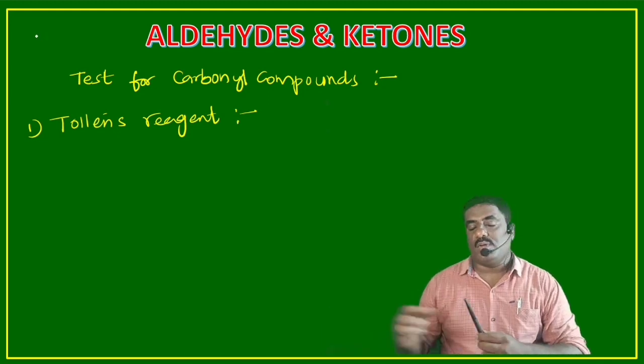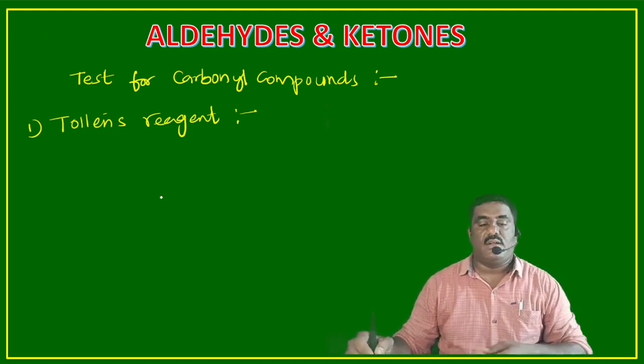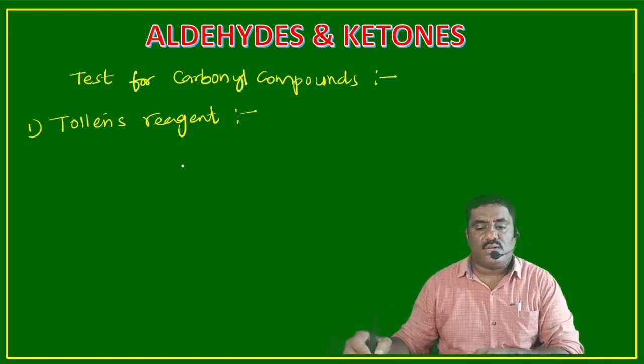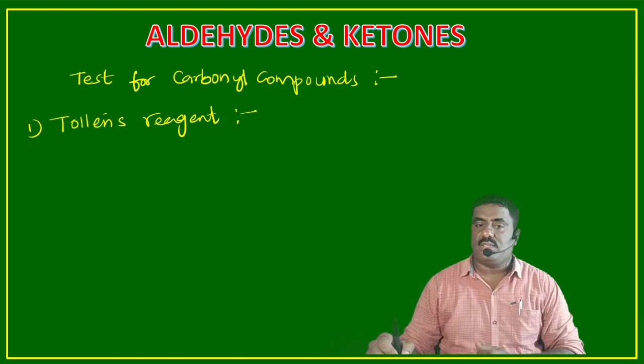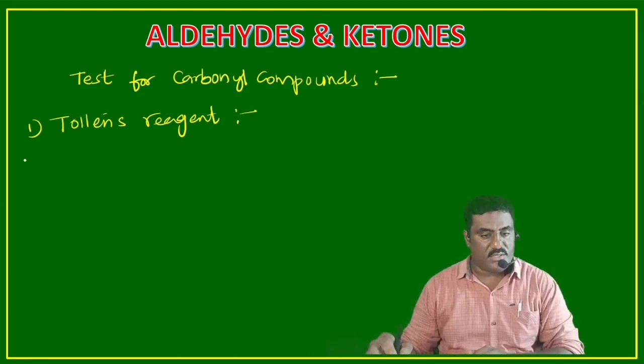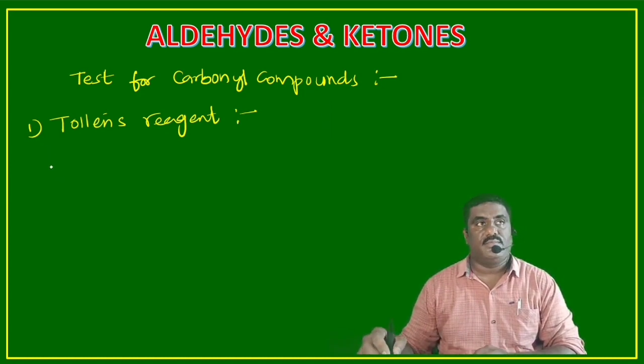The first test for carbonyl compounds is the Tollens reagent and Fehling's reagent. What is the Tollens reagent? Ammoniacal silver nitrate solution is the Tollens reagent. With the Tollens reagent, aliphatic aldehydes and aromatic aldehydes are oxidized.